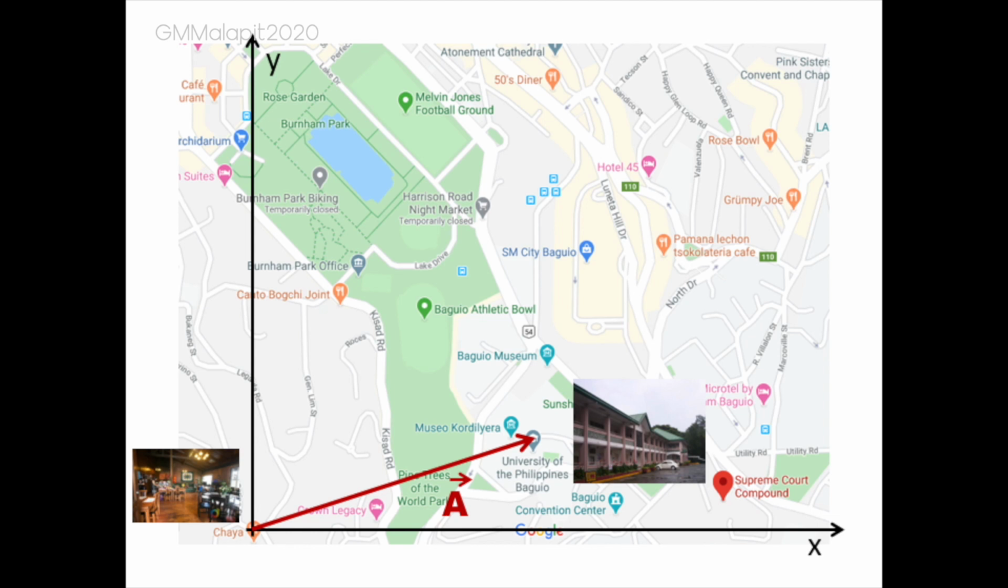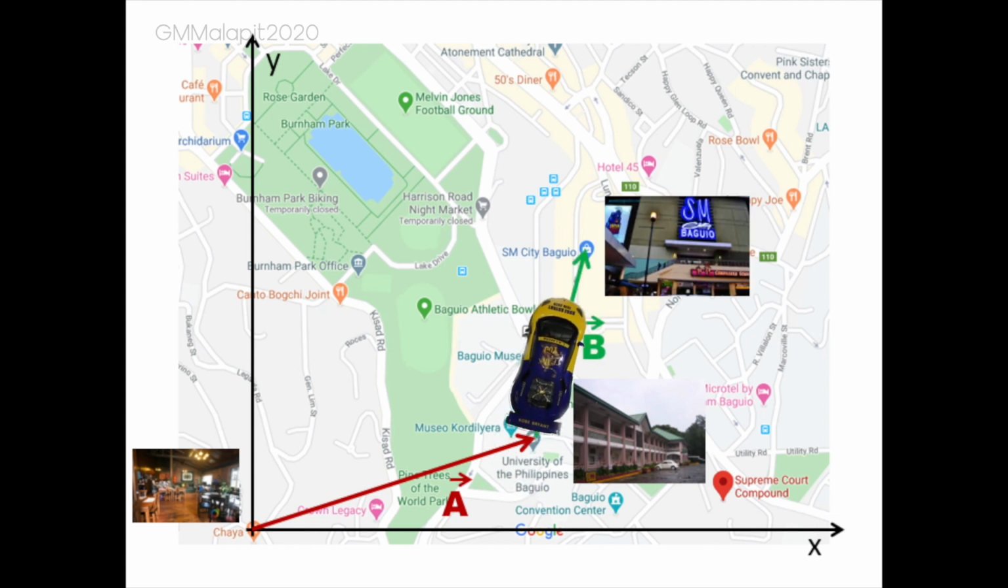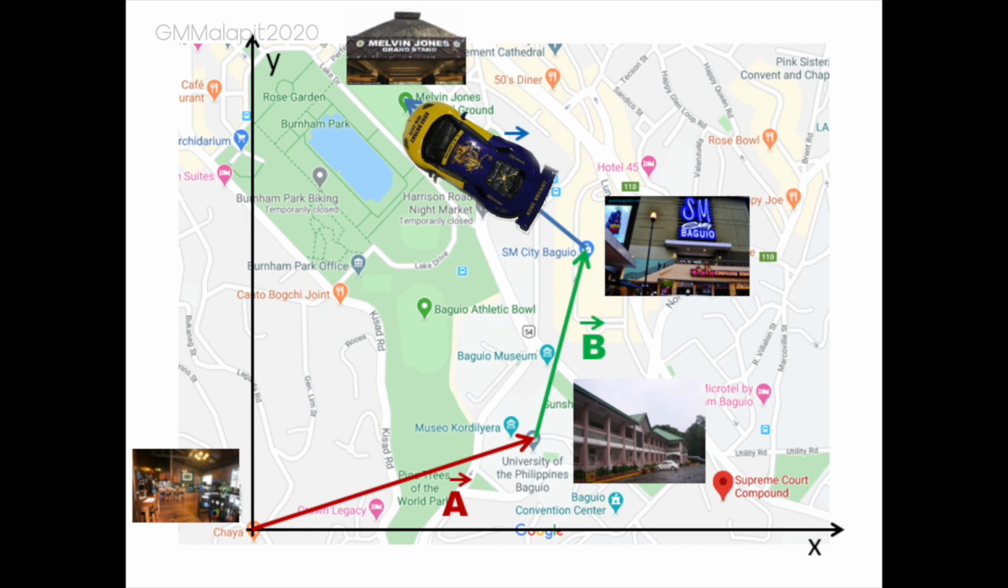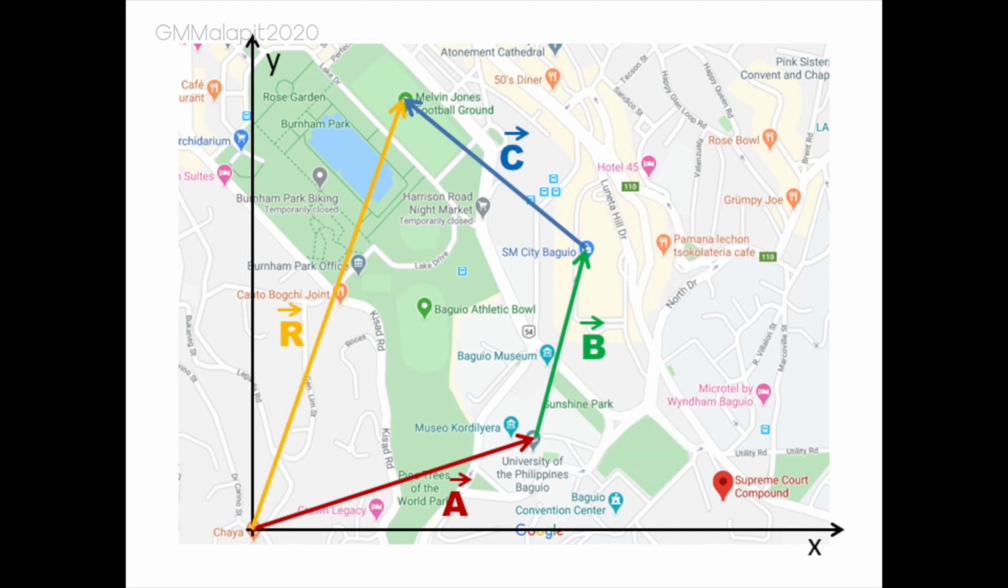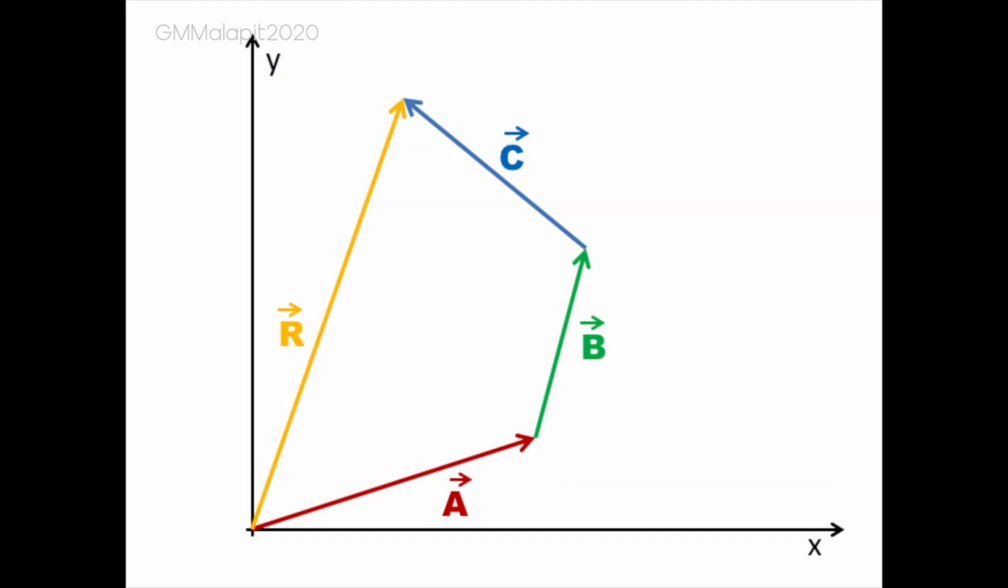After our university visit, we decided to go to SM City Baguio for refreshments, where our displacement is represented here as vector B. Finally, we opted to go to Melvin Jones football ground to relax, and in the figure, our displacement is represented by vector C. Now, our resultant displacement is denoted by the vector R. We already know the resultant vector R is the vector sum of all the displacement vectors A, B, and C.